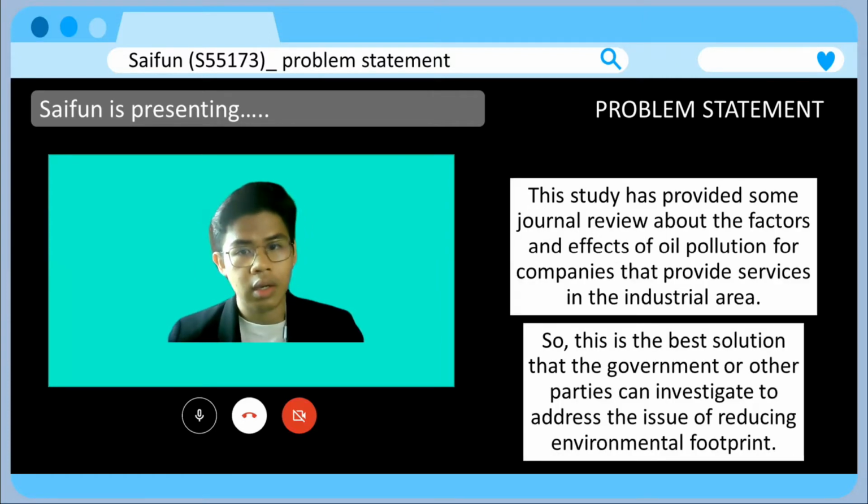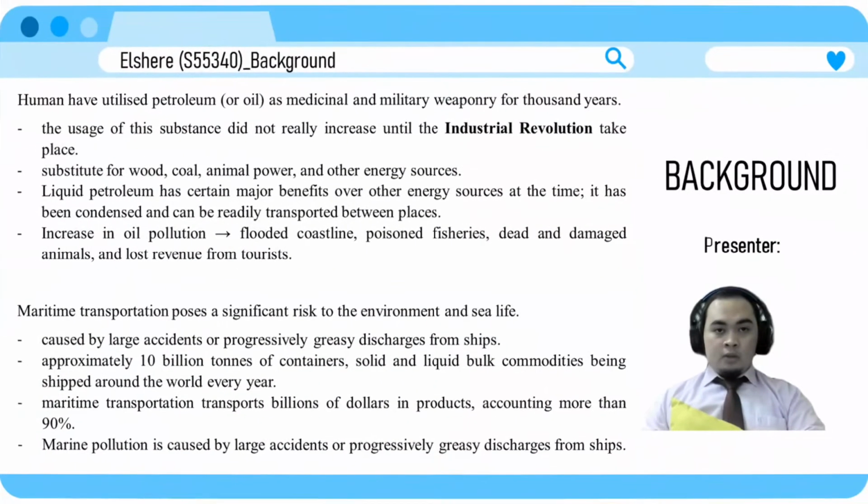Next is what the government and parties can investigate to address the issue of reducing the environmental footprint. The study has provided some general review. The factors that affect pollution, the company providing service in the industrial area, are the best solution the government can take. That's all. The next part is the background of the study.